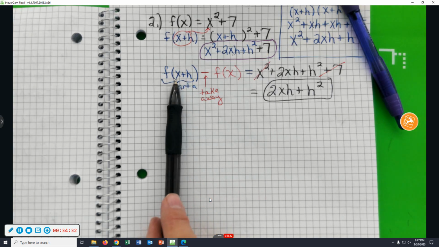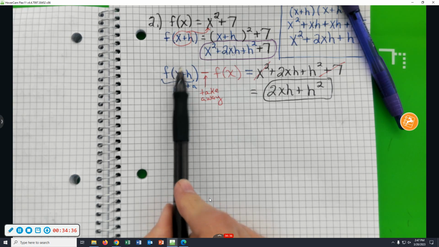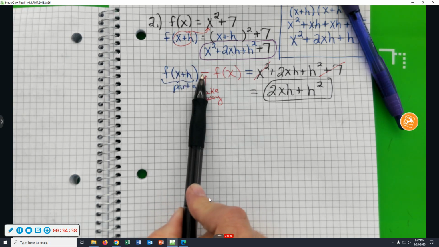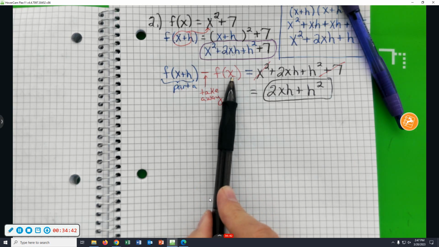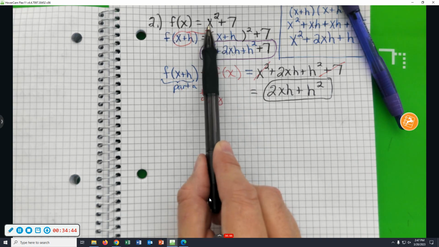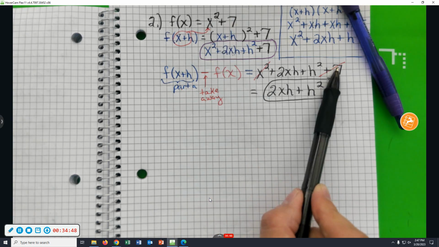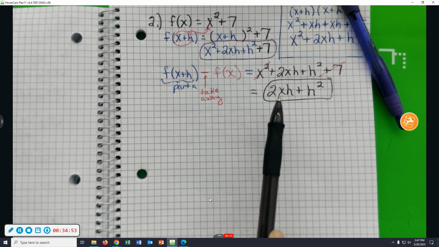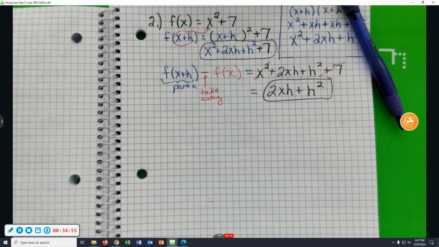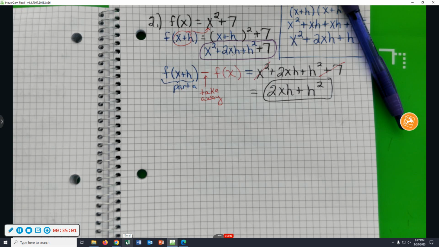Now, for the second part, you're taking your answer from part A, and taking away stuff from the original function. In the original function, there was an x squared, so I marked it out. There was a plus 7, so I marked it out. Leaving just the 2xh plus h squared. Any questions how I got the 2xh plus h squared?